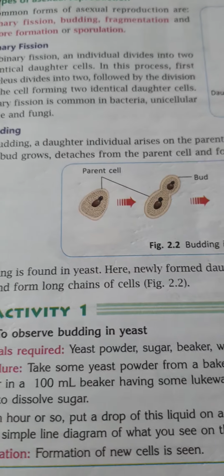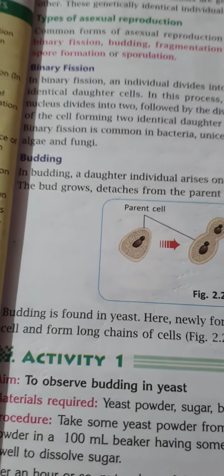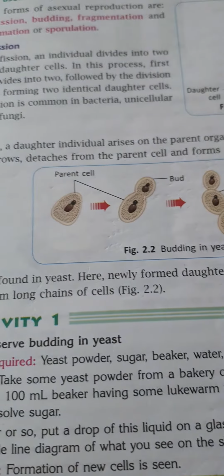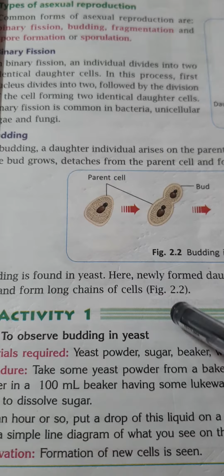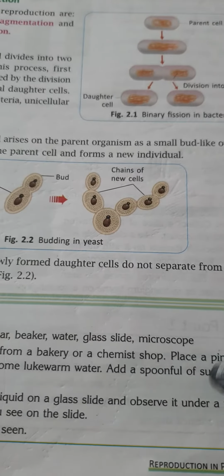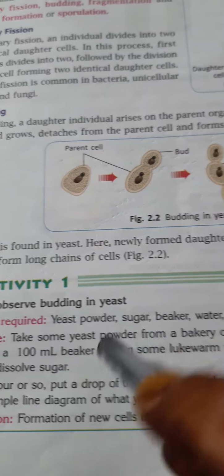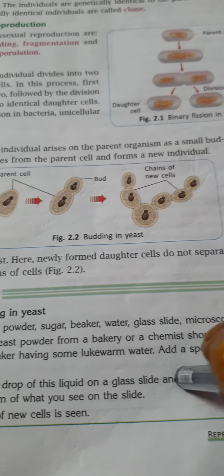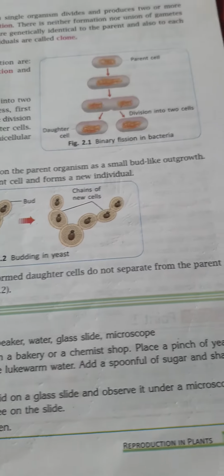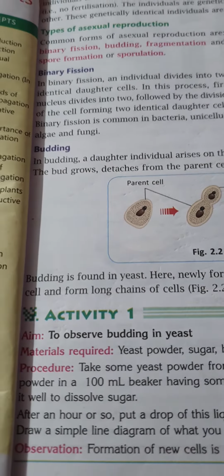So students, it doesn't matter whether you have a microscope or not. You can easily do this with a magnifying glass also. Now take some yeast powder from a bakery or a chemist shop. Place a pinch of yeast powder in a 100 ml beaker having some lukewarm water. Add a spoonful of sugar and shake it well to dissolve.